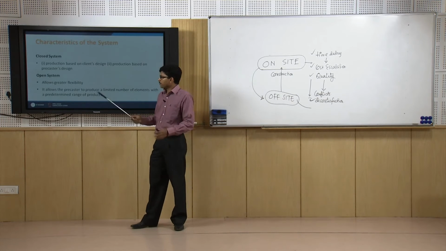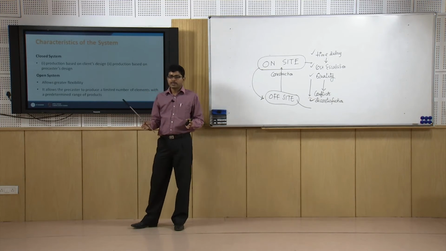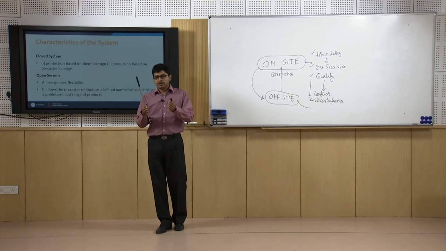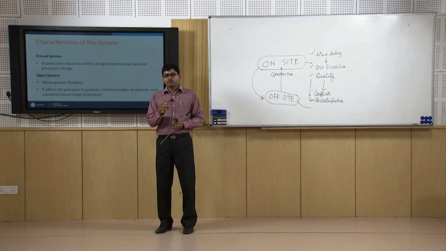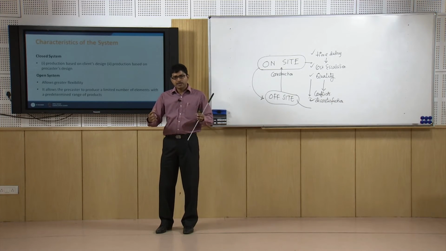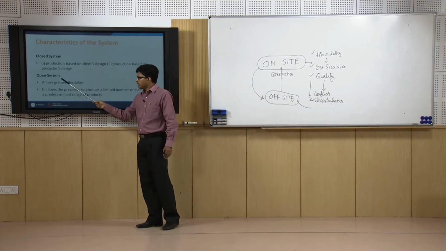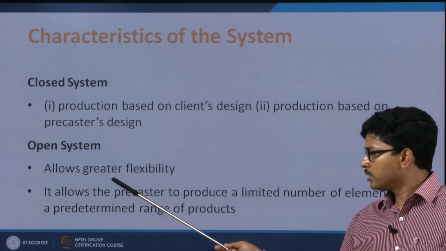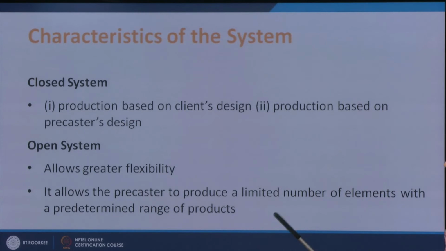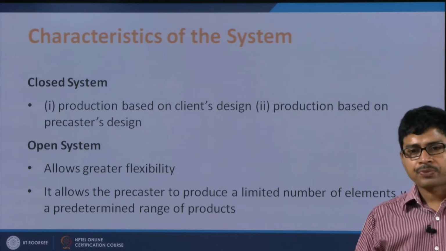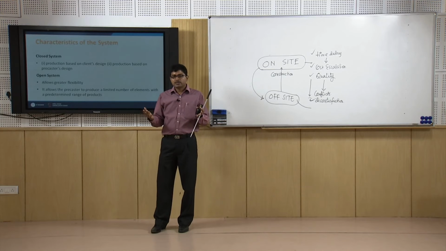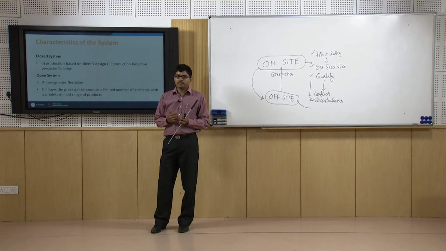It is like an assembled computer, where on a common format the components from various companies are assembled and integrated for a particular purpose. So, the open system basically allows greater flexibility, and it also allows the precaster to produce a limited number of elements with a predetermined range of products, because the open system involves integration of multiple agencies, multiple manufacturers and producers.